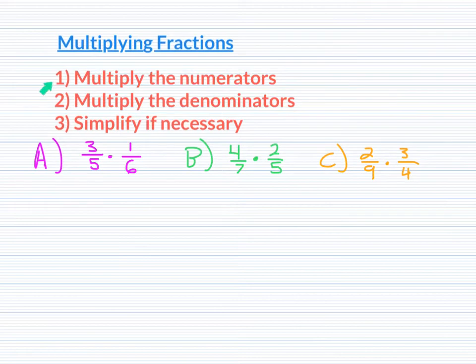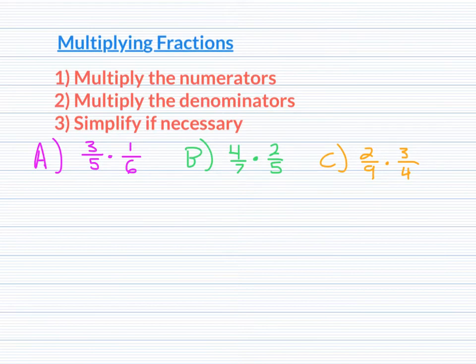The first step is we multiply the numerators. The second step is we multiply the denominators. And the third step is we just have to simplify our answer if necessary. Sometimes we don't have to, but sometimes we will. So let's see what this looks like in our 3 examples here.